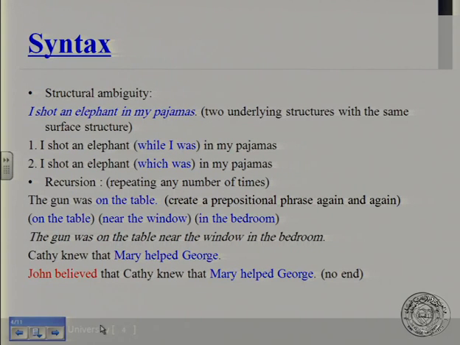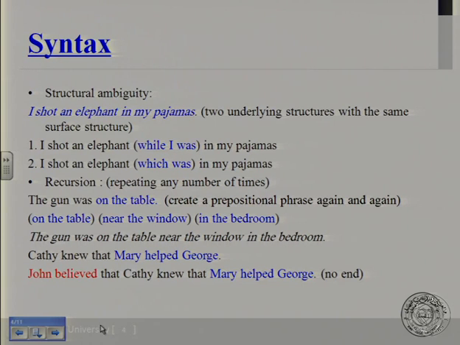The structural ambiguity. Now, in a sentence like, I shot an elephant in my pajamas, here we have two underlying structures with the same surface structure. When I say I shot an elephant in my pajamas, it could be I shot an elephant while I was in my pajamas, or I shot an elephant which was in my pajamas. So it depends upon the understanding and the meaning of the sentence. It has two underlying structures with the same surface structure.